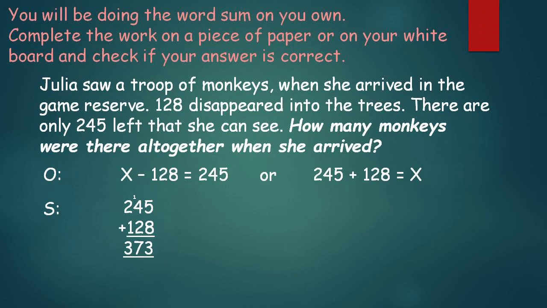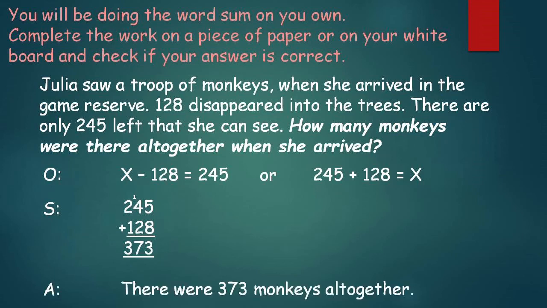So we say 5 plus 8 gives us 13, and we carry over the little 1. Then we've got 4 plus 1 is 5, plus 2 is 7, and 2 plus 1 is 3. So our answer is 373. And finally, we get to our answer sentence. So we need to answer the question, which is, how many monkeys were there altogether when she arrived? So you can say, there were 373 monkeys altogether, or you can say there were 373 monkeys altogether when Julia arrived, as long as you are answering the question.